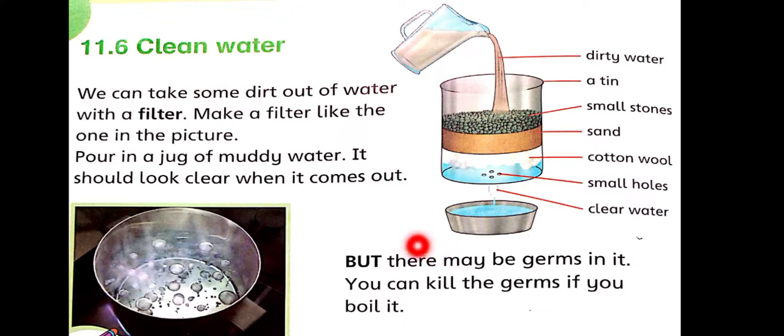So now let's start the remaining part of the page. We will start reading. But there may be germs in it. You can kill the germs if you boil it. We use filters when we want to take out the dirt or the litter from the water. But if we want to kill the germs in the water, we have to boil it. It means that filtered and boiled water is safe for human use, and it can protect our health also.